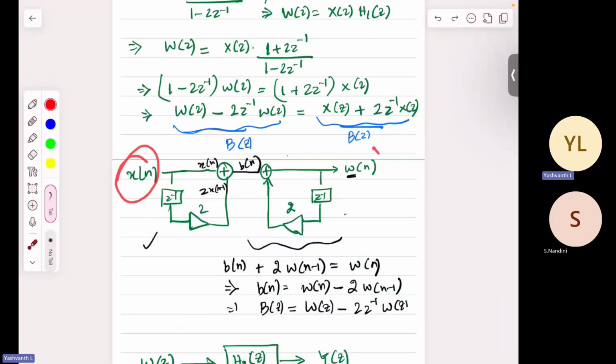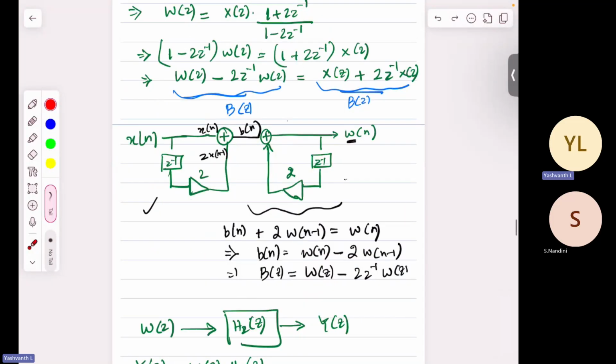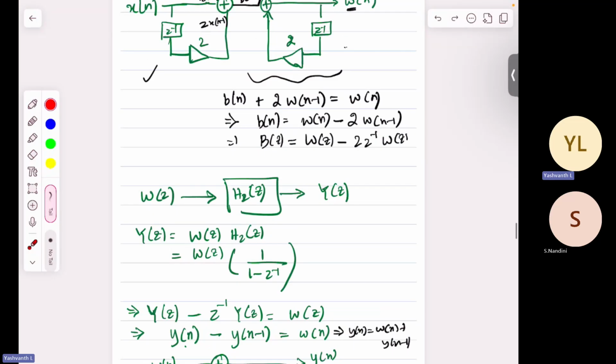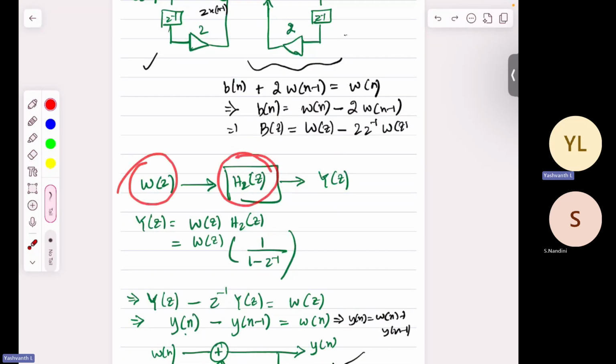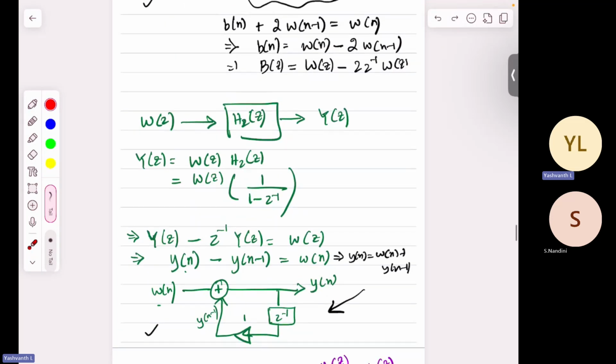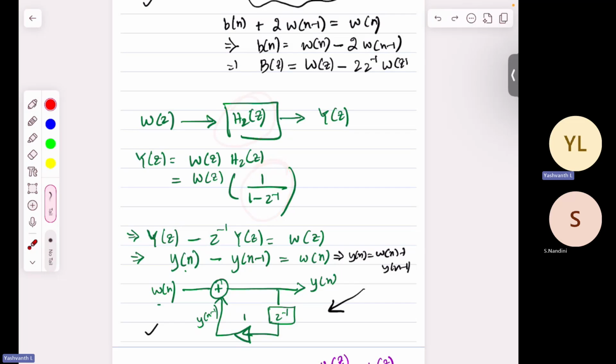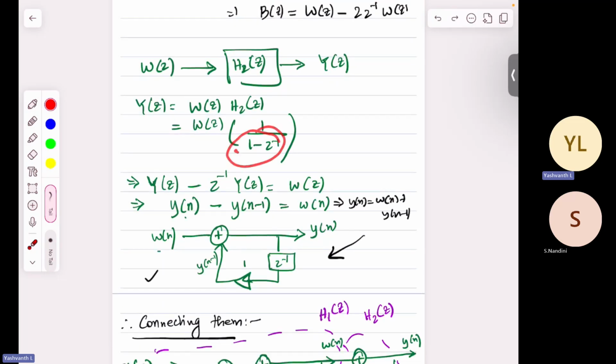Okay, so you get x of n and w of n, and in between you implement this block. For h2 of z, what do we do? W of z is given as input to h2 of z, and that gives output y of z. That means your h2 of z is nothing but 1 by 1 minus z inverse. So you take 1 minus z inverse to the right hand side. What you get is y of z minus z inverse into y of z equals w of z. Because it's 1 minus z inverse multiplied by y of z, you get this term equals w of z. That means y of n minus y of n minus 1 equals w of n, or y of n equals w of n plus y of n minus 1.